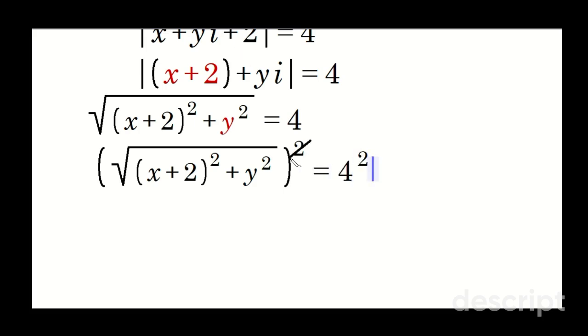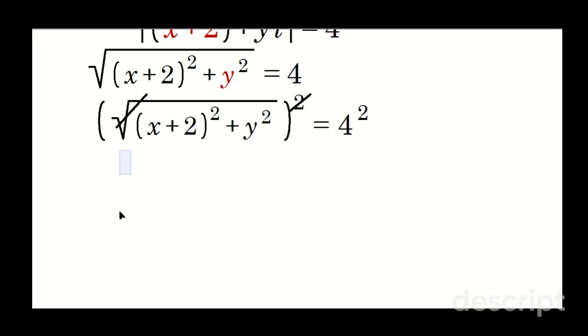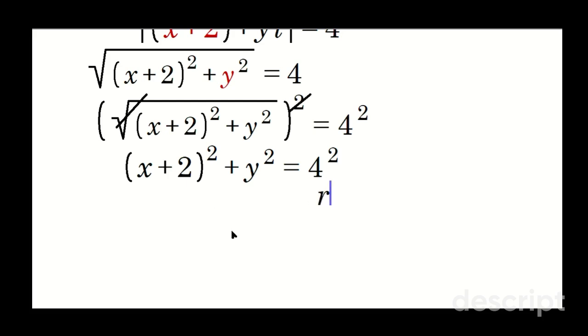Alright, now this 2 here will cancel with the root bar. So you're just left with x plus 2 quantity squared plus y squared equals, if you want, you can write 16, but it's not really useful here. Just leave it as 4 squared because it shows us it's a circle. It's a circle because the coefficient on x plus 2 is 1, the coefficient on y squared is 1, and this r is the radius of the circle, the 4. You want to see it for that reason.